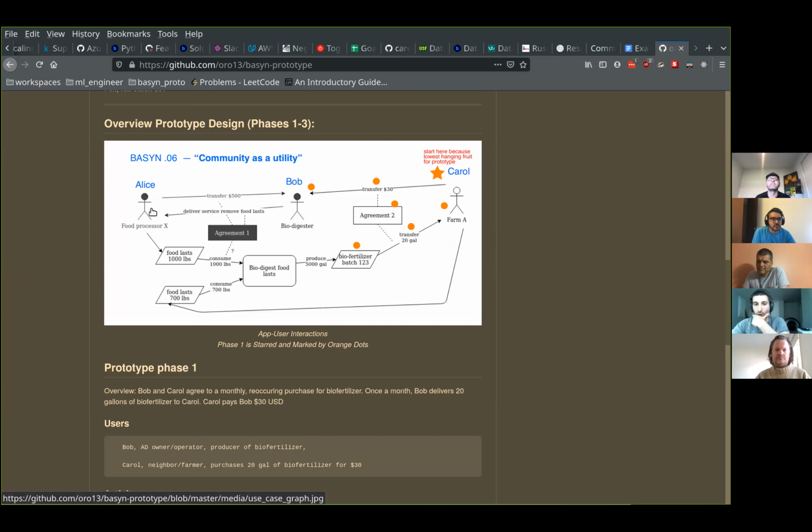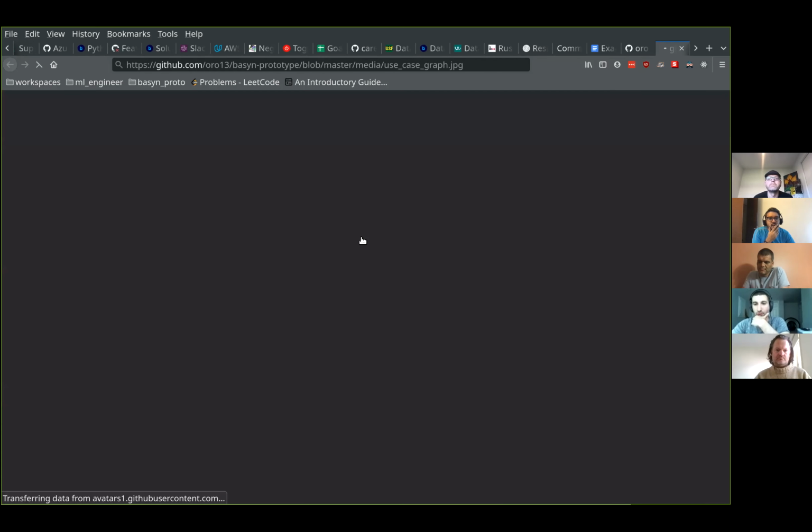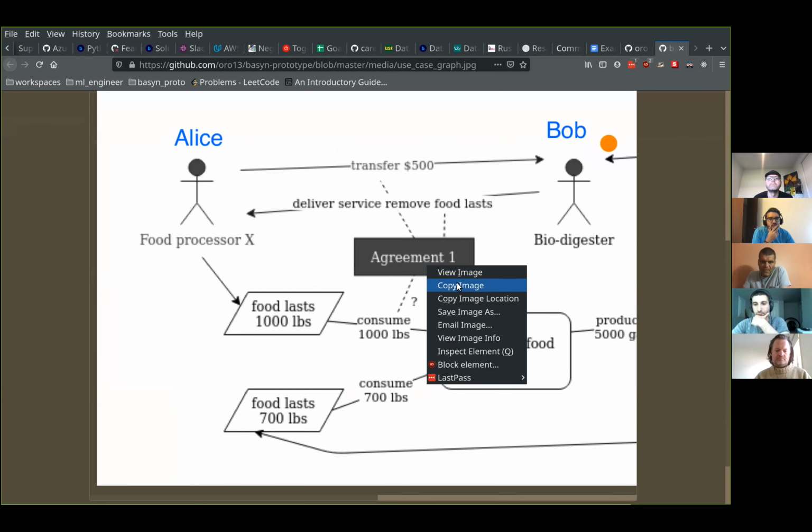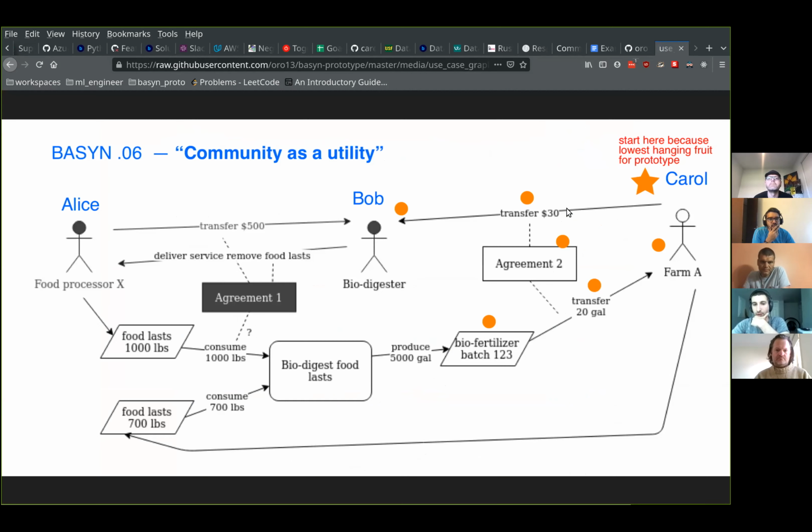This is the Basyn flow. And right now we're really just focusing on the connection between the bio. Yeah, can you zoom into that? Sure thing. Oh, got all chopped up. Okay, can you see that? Yep. Okay, so the user app right now is from the perspective of Carol, and receiving an invoice for Bob.